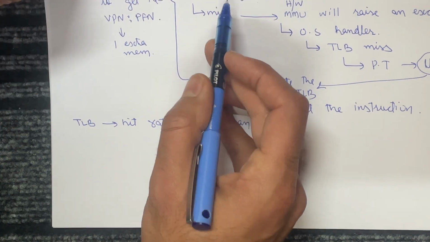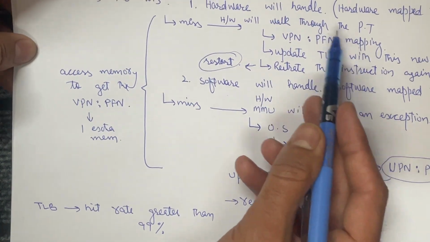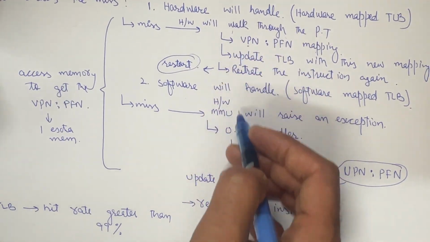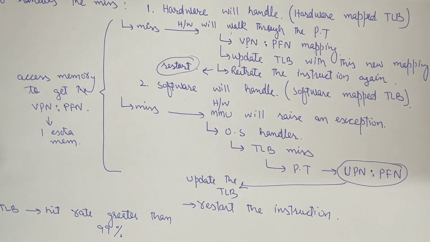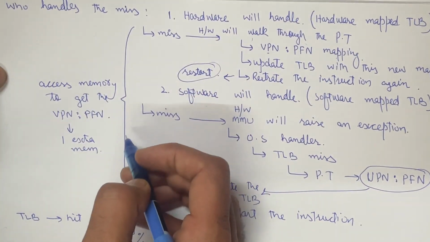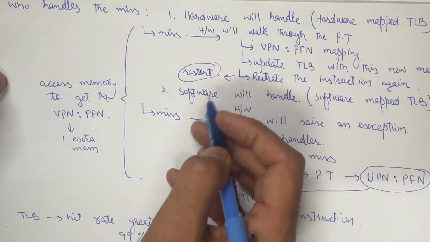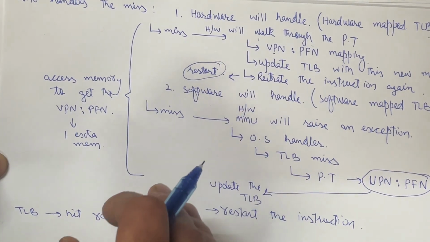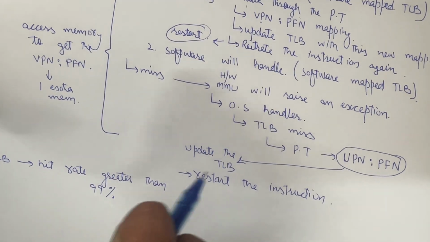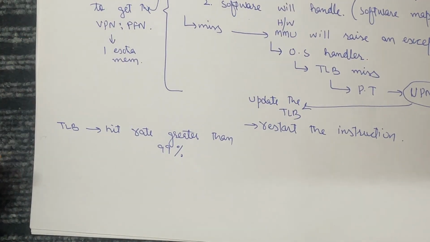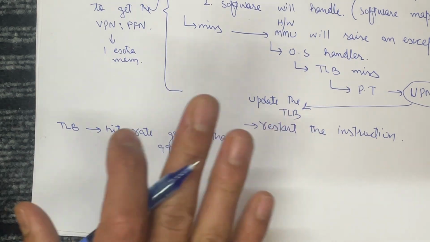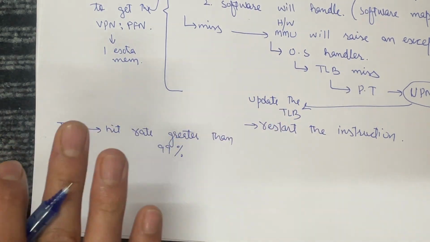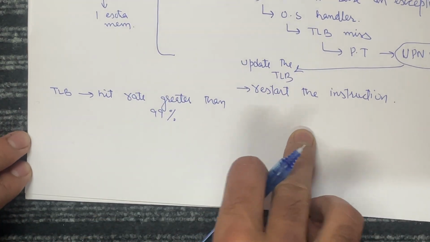Because if there is a miss, there is a miss penalty associated. We have to do these many things to handle the miss. Miss penalty means that it takes some extra time, and taking that extra time will result in the degradation of system performance. Okay, so we completed how to handle a TLB miss. I hope it is clear to everyone.